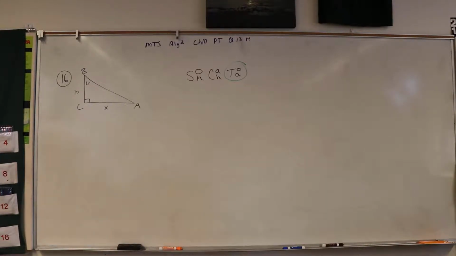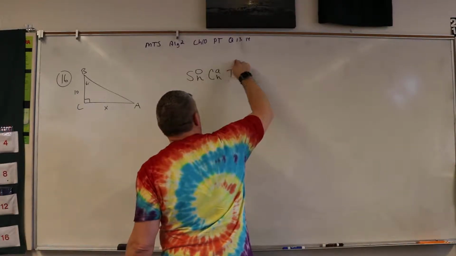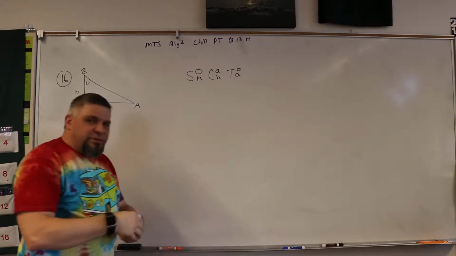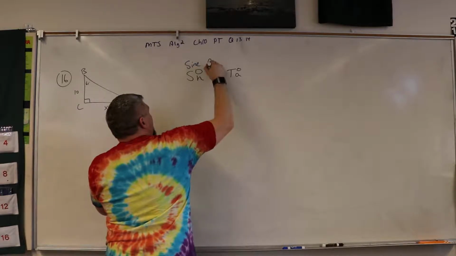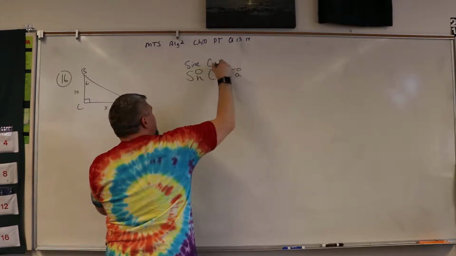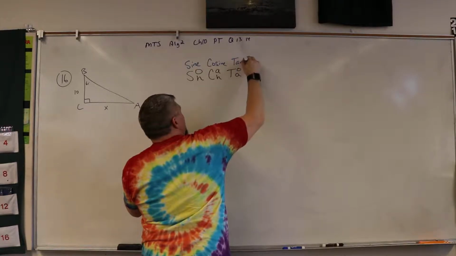SOHCAHTOA for number 16. Alright, so here's the thing. We might not use TOA this time. But SOHCAHTOA, we talked about it a little bit. Remember, this is sine, this is cosine, and this is tangent. Okay?